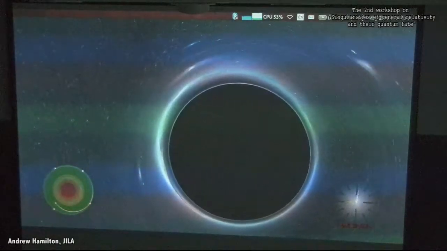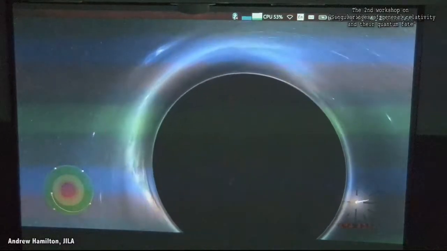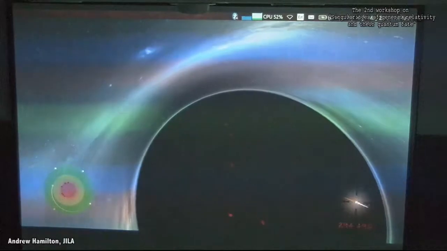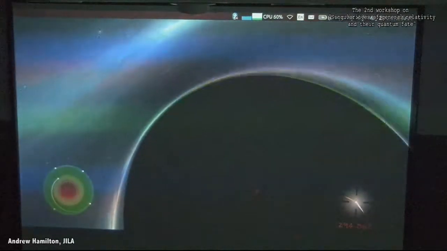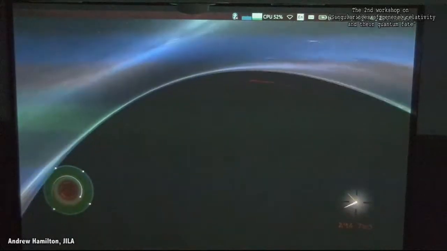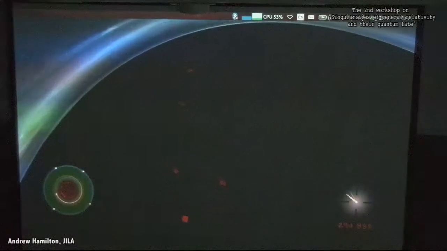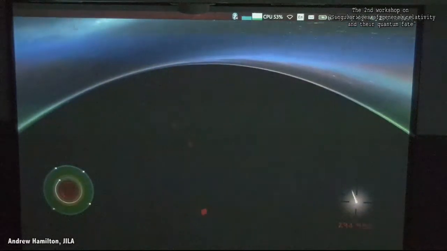Now we can see these things that are frozen on the horizon. Again, in reality, we would not see these things being red. They would be redshifted into oblivion, but I've brightened them up here so that you can see that they're frozen on the horizon. Yes, we are doing full screen general relativistic ray tracing of everything here in real time. There they are, frozen on the horizon.